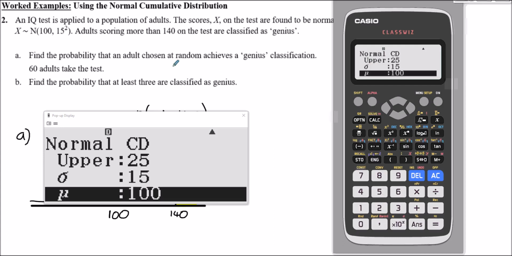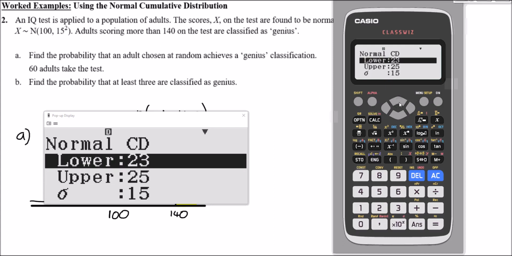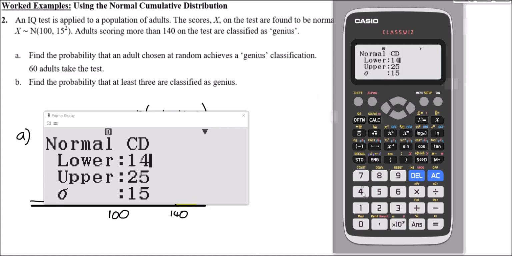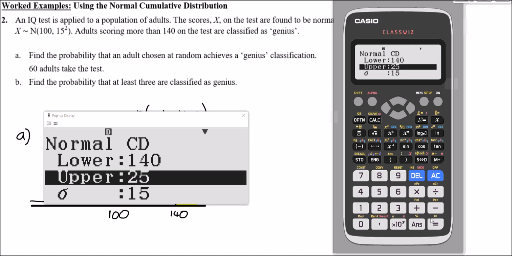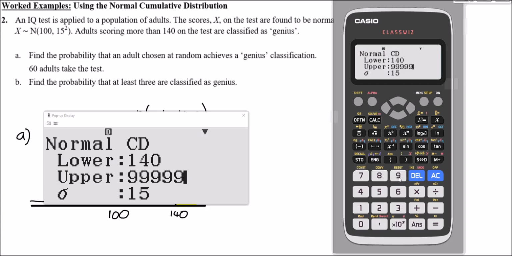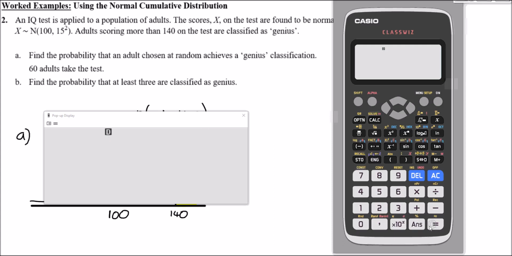I need an IQ of at least 140 to be classified as genius. So my lower bound is 140 and my upper bound is unbounded. But I'm pretty sure anyone will have an IQ of 100,000 or less, so just type in a massive number there, which is at least 5 standard deviations above the mean. I'll just go for lots of 9s. So press equals, and you should be finding a very small probability because obviously very few people are geniuses.